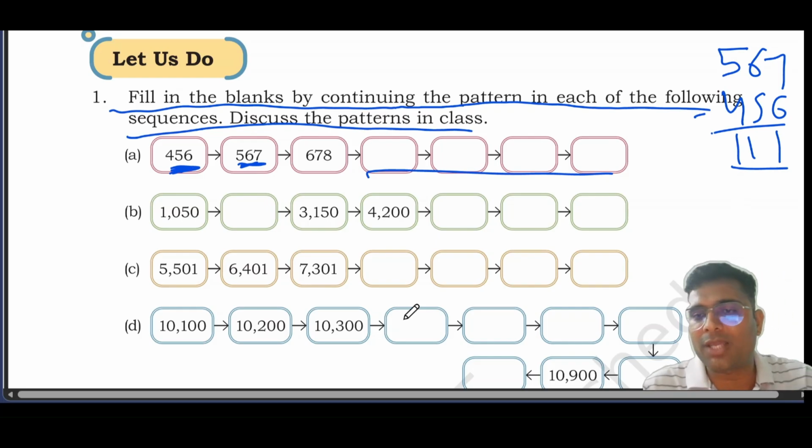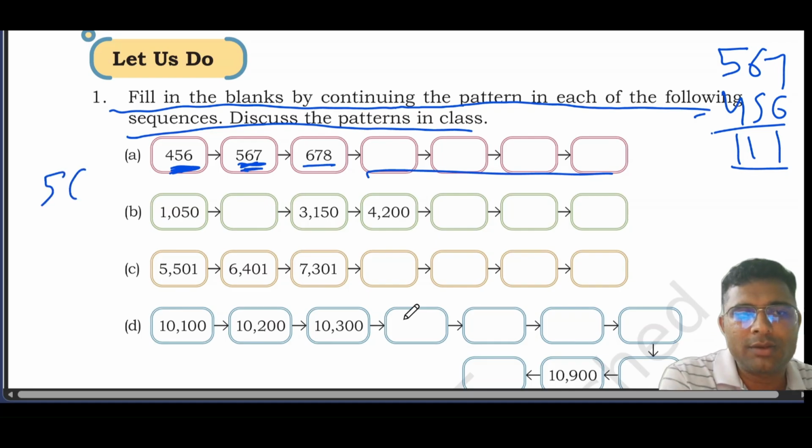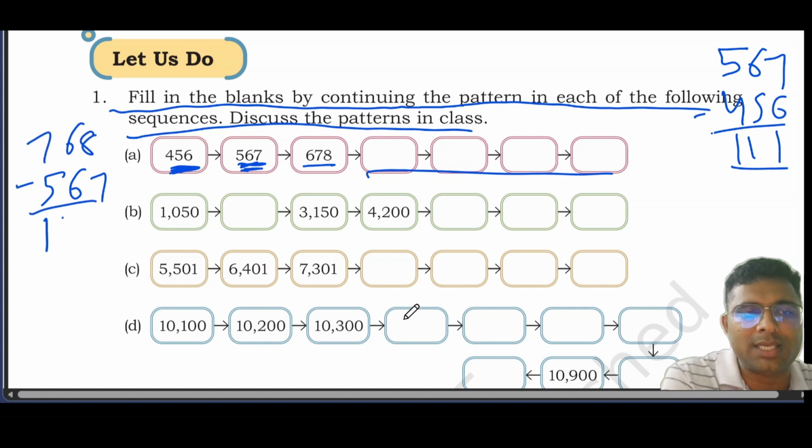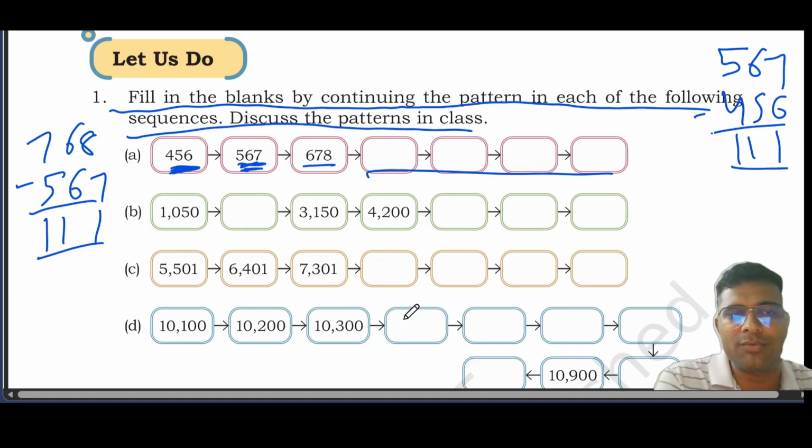To cross verify whether the pattern is adding 111, we will subtract this number 567 from the next number, that is 678, and when you subtract, you will get 111. So it means the pattern is adding 111 to the previous number. So to get the next number we will add 111 to 678, so you will get 789.